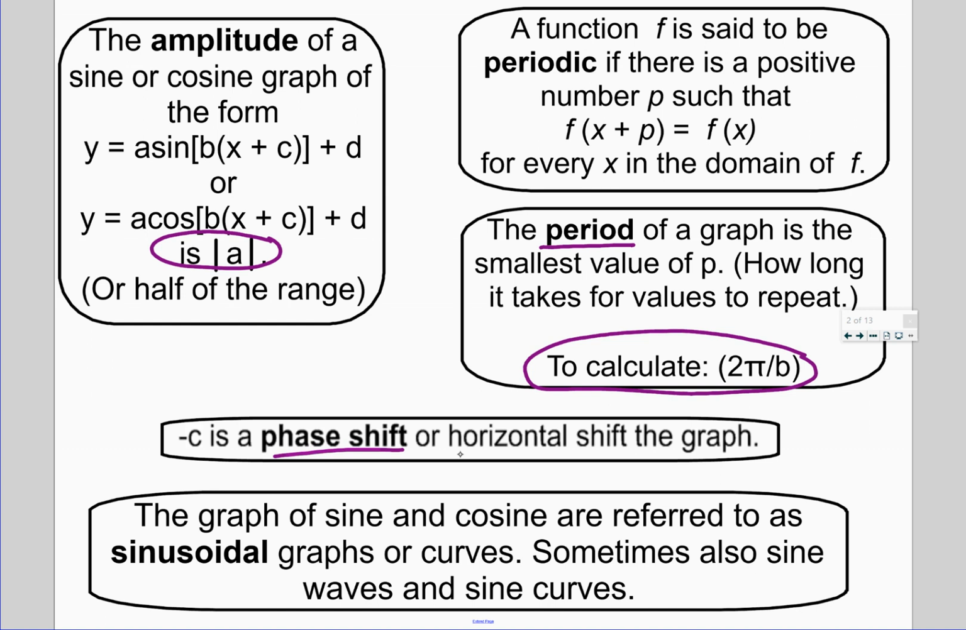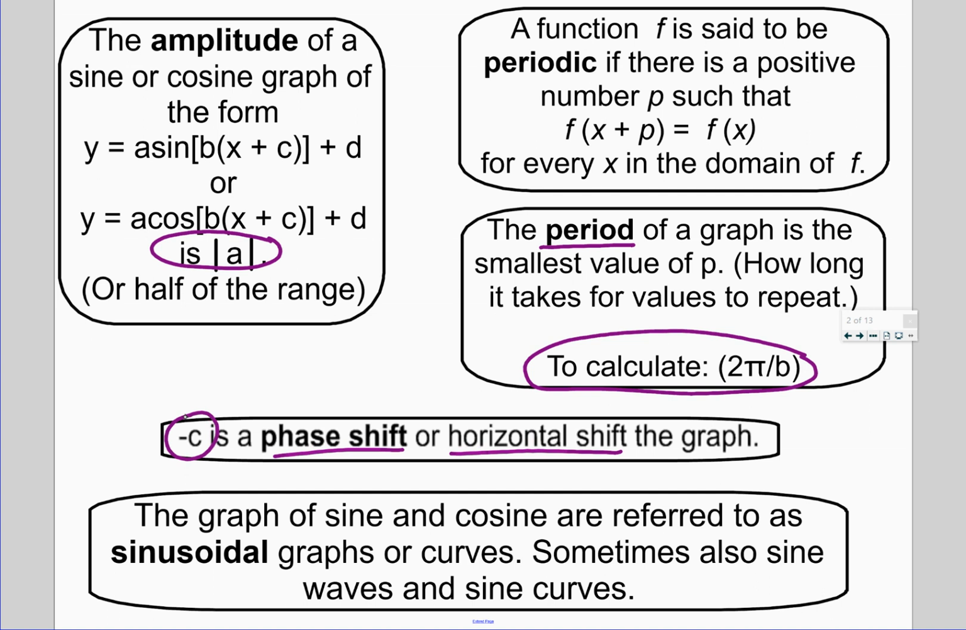Phase shift is a fancy way of saying our horizontal shift. So that's not new. It's just our left-right shift. And we know that that's the opposite value of c. So if it's a plus on the inside, it's moving to the left. We talked about that last semester. And if it's a minus, it's moving to the right.